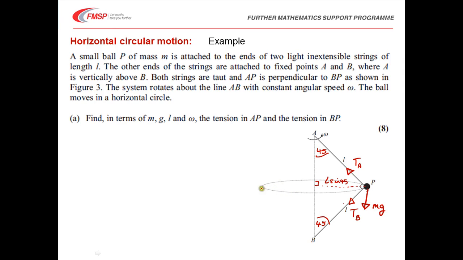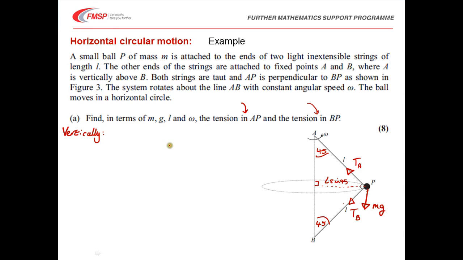Okay, so we've got to find an expression for the tension in AP and an expression for the tension in BP. This is what we're looking for. We said on the previous slide that there are only ever two techniques that you can use, and in this case we're going to need both of them. The first one is we're going to look at the vertical direction, and we know that in the vertical direction there's no movement.